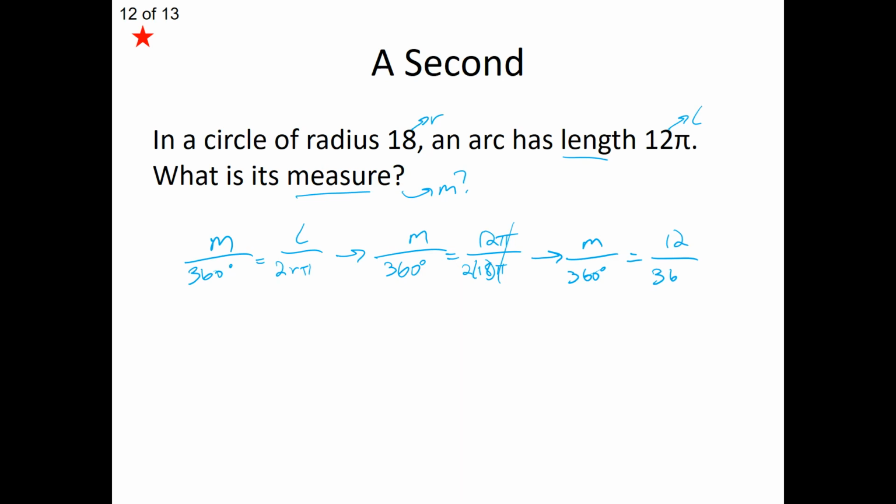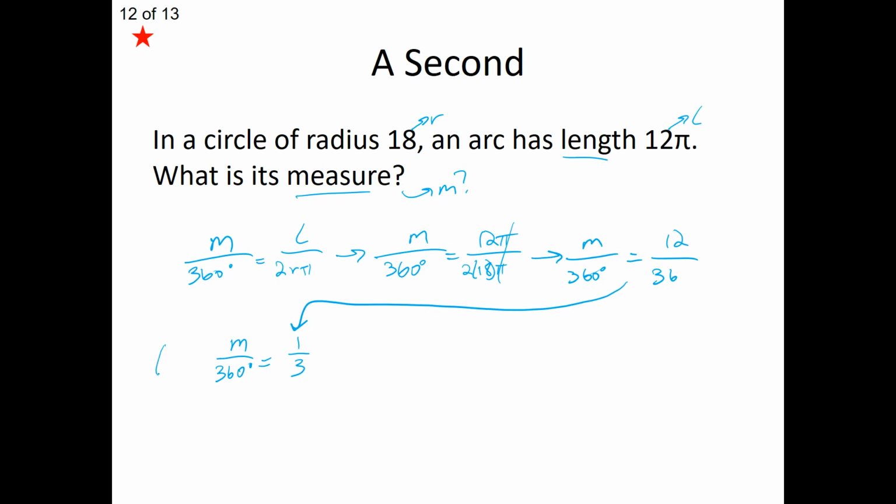Take a look. 12 and 36 have a common factor. Their greatest common factor is 12. I could divide 12 out of both of those equally. So I'm going to divide 12 out of both of those equally. So my new proportion I get then, as I'm simplifying the left and right-hand side, I get 12/36 turns into 1/3. And take a look, that's going to be a nice little clean fraction for us then to solve for our missing value of m.